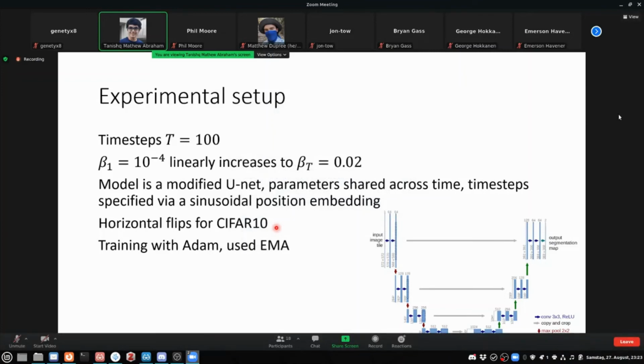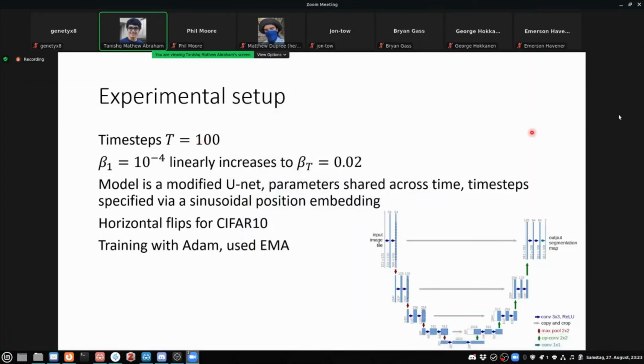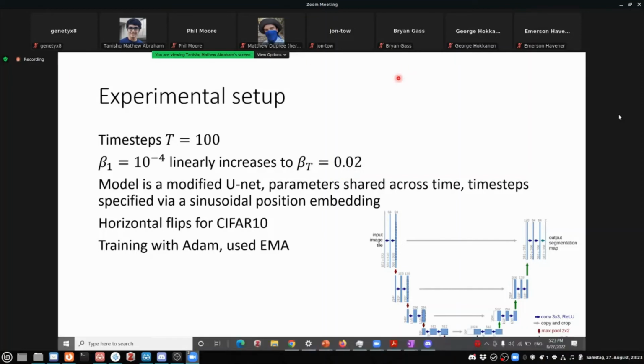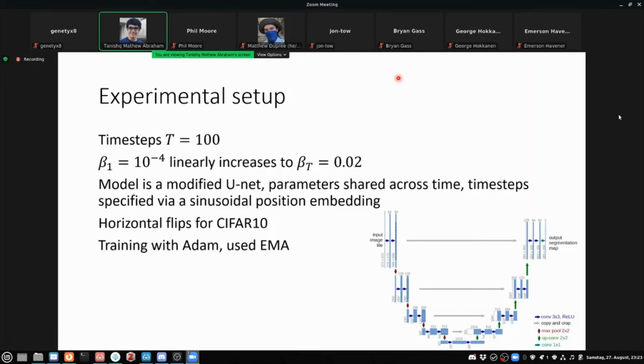Oh, and the time step should not be 100. It should be 1,000 actually. Yeah, everyone uses 1,000 if they use a fixed number of time steps instead of continuous. That was a typo on my end.